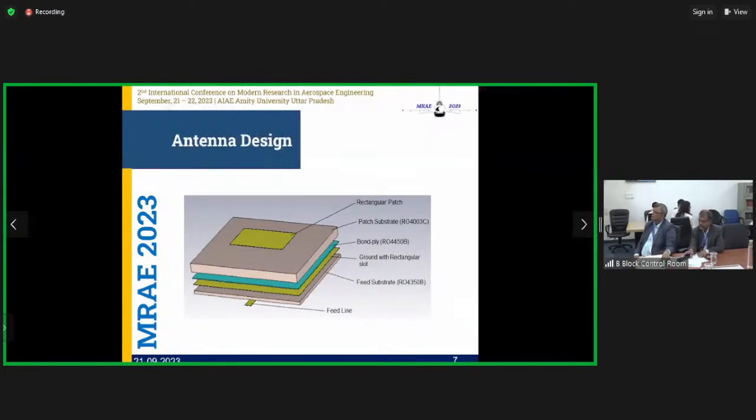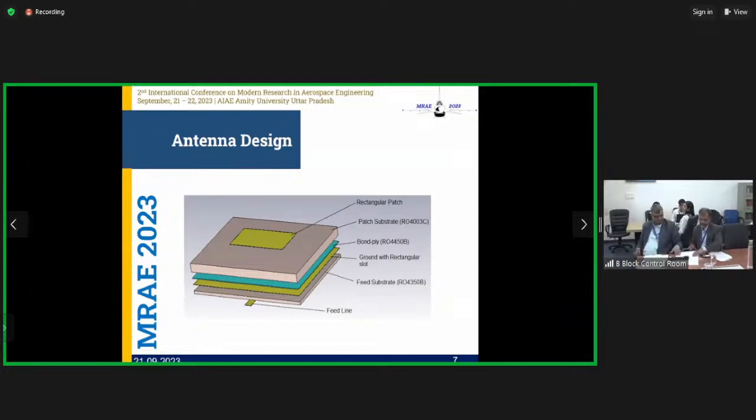First layer on the top layer, it is a rectangular patch, which is the main radiating patch. The other layer is the patch substrate of material Rogers 4003C. Then the third layer is the bond ply, which has material Rogers 4450B. The fourth layer is the ground, which is of copper material with a rectangular slot.